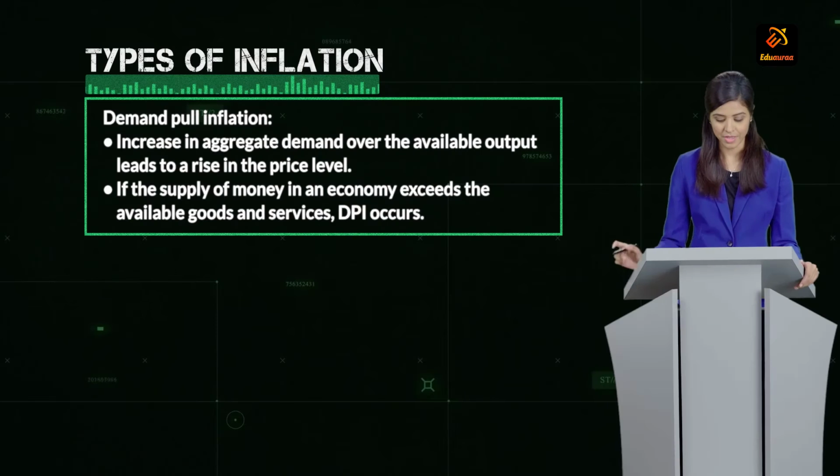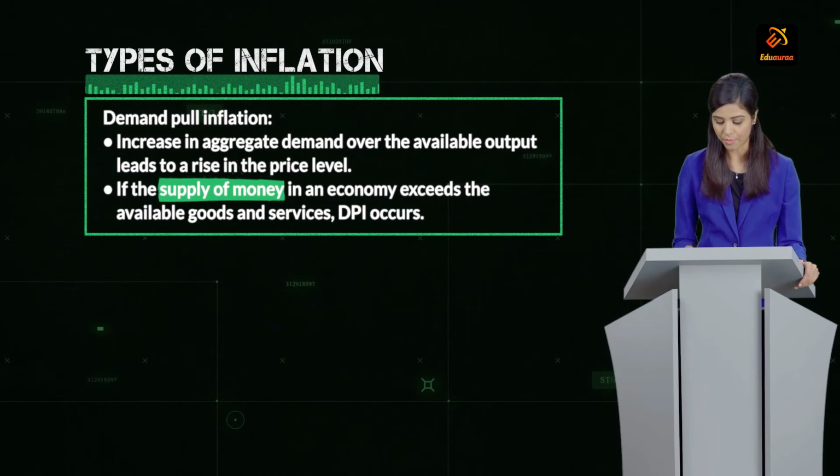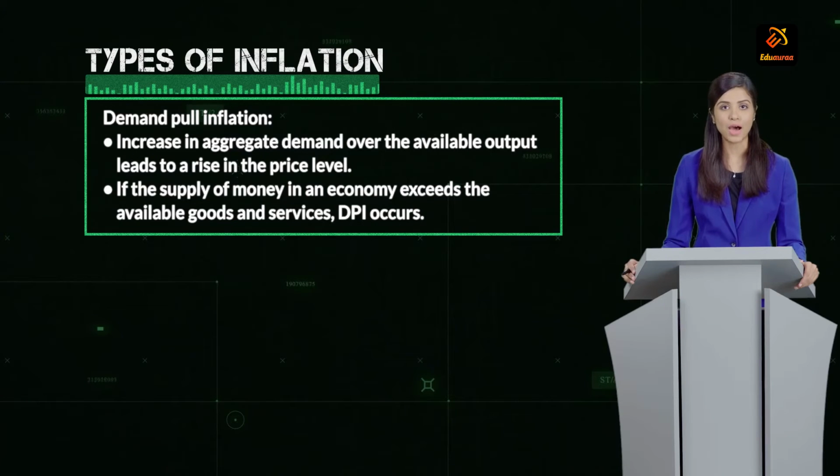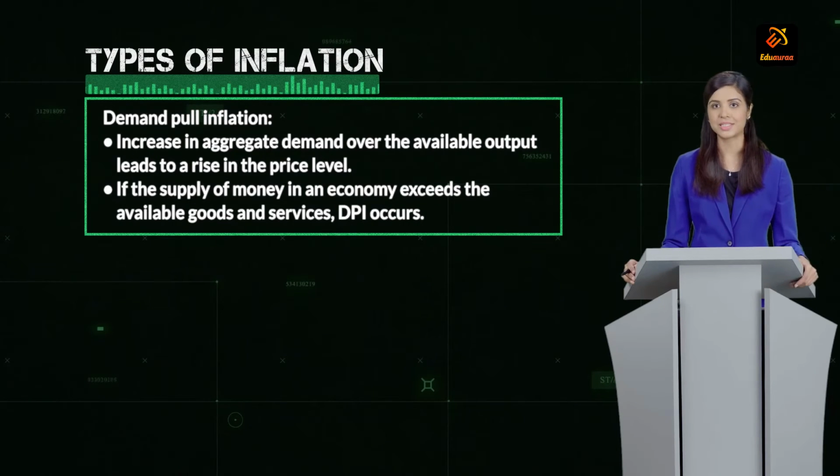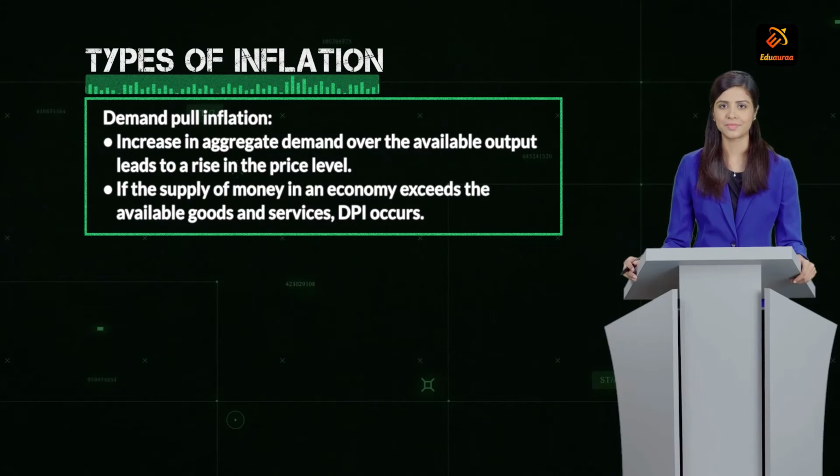Classical economists attribute this rise in aggregate demand to money supply. So, if the supply of money in the economy exceeds the available goods and services, demand pull inflation appears. It has been described as a situation of too much money chasing too few goods.